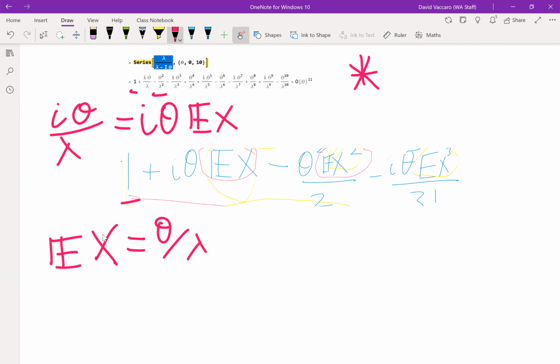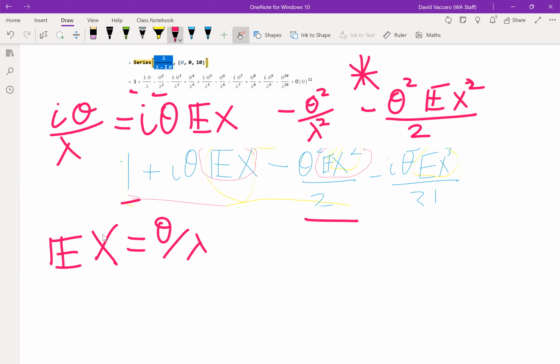Let's look at the next coefficient. We get negative theta squared over lambda squared by looking at the Maclaurin expansion of the Fourier series. Whereas down here, we've got as our coefficient negative theta squared expectation x squared over 2. So if we compare the two coefficients and make them equal, we've got that the expectation of x squared must equal 2 over lambda squared.